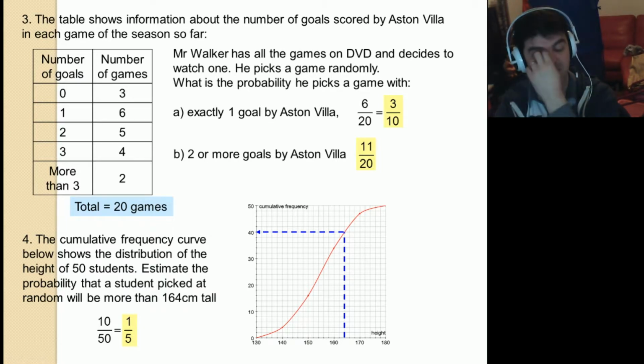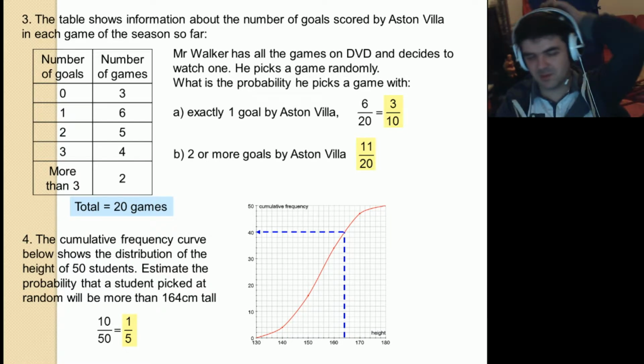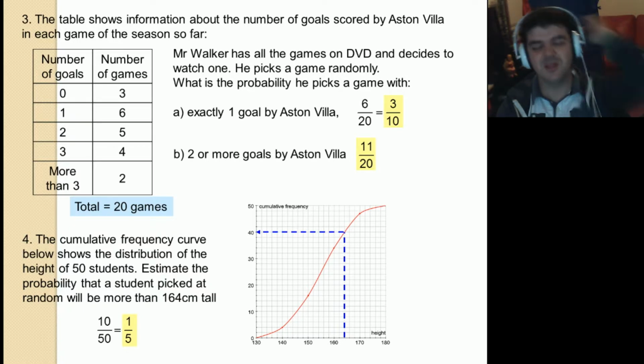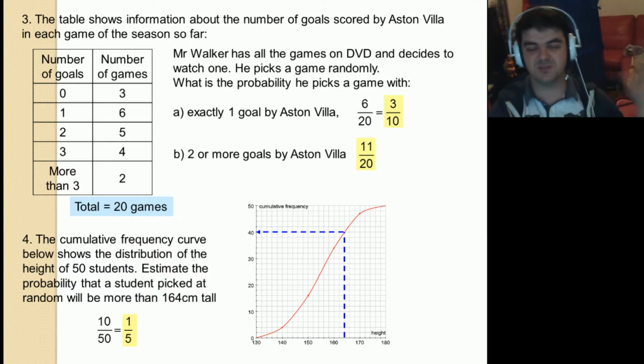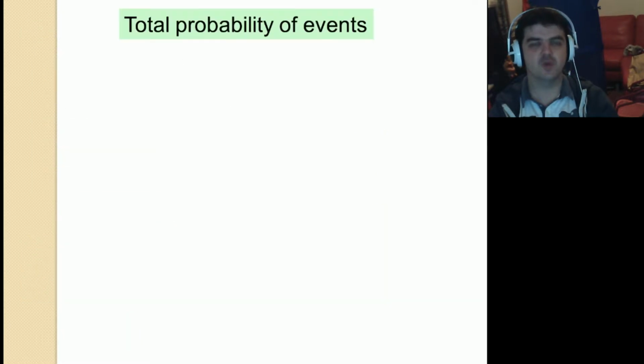And that's some questions. Okay. So that's where the bit that says 0 less than or equal to x less than or equal to 1 comes in. That just says that all probability is measured between 0 and 1. Total probability of events.